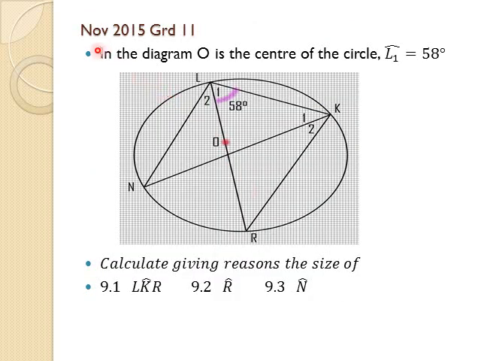Right, now here we're looking at November 2015, grade 11, question 9. In the diagram, O is the center of the circle, and L1 is 58 degrees. Calculate, giving reasons, the size of LKR. Then they want the size of angle R, and then the size of angle N. So let's look at the solutions.